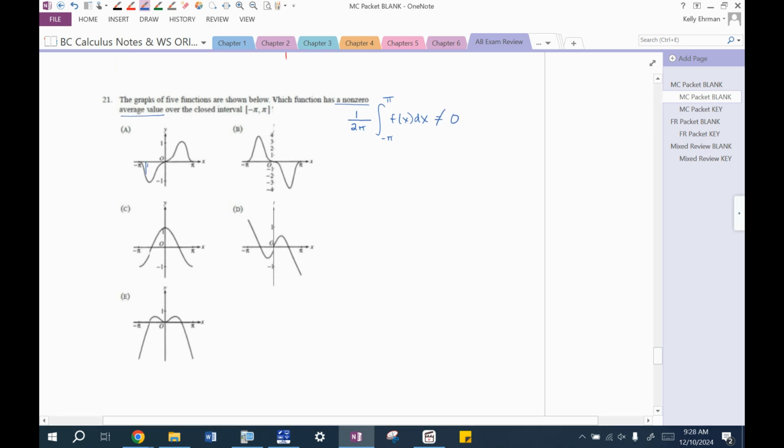Like this net area is 0. This net area is 0 because you have the exact same positive and negative areas. This negative section plus this negative section adds up to the same here. Same thing with this one. But here, the area here does not compensate for all this negative area here. So it's got to be E.